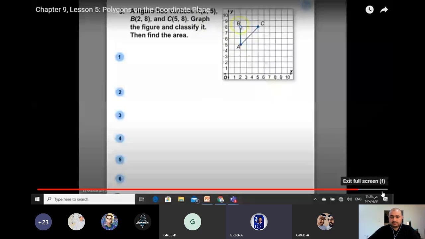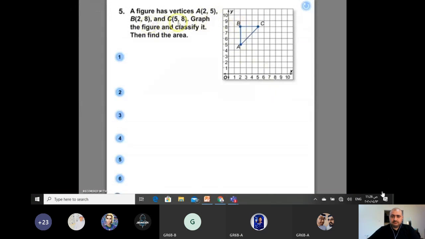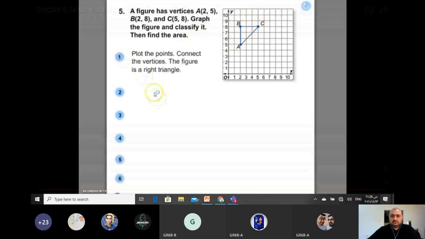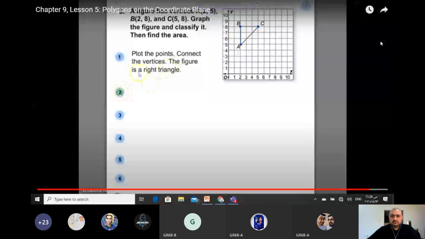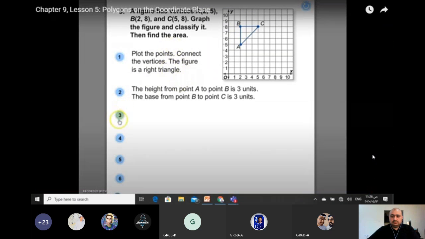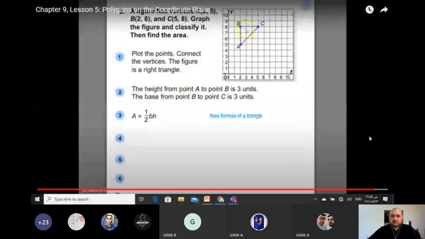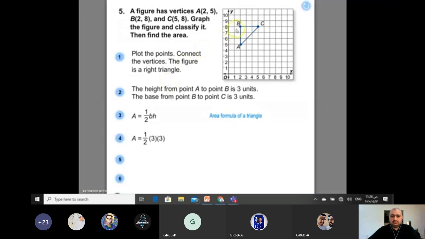Final example of the day. If you are given the vertices 2, 5, 2, 8, and 5, 8, and they tell you to graph, classify, and find the area, this is what you do. Plot your 3 points like so. Identify it as a triangle. And then you're going to do base times height over 2. Our base is 1, 2, 3. Our height is 1, 2, 3. So here's our 3 times 3, which is 9. And then we have to figure out what half of 9 is. And it looks like our area is 4 5/10 square units.